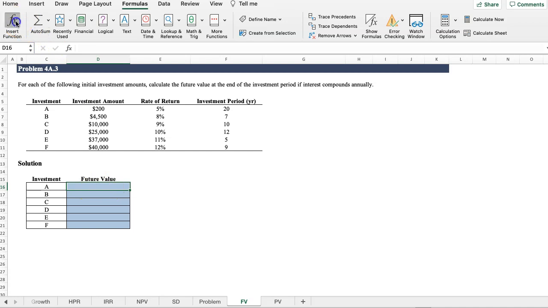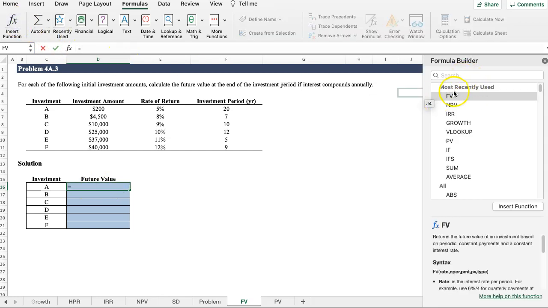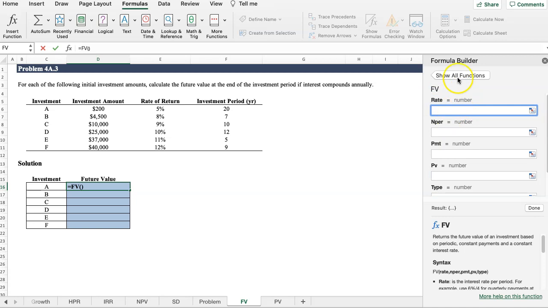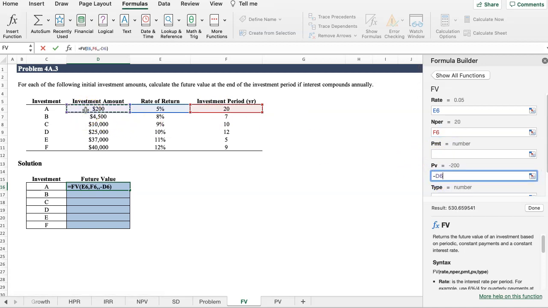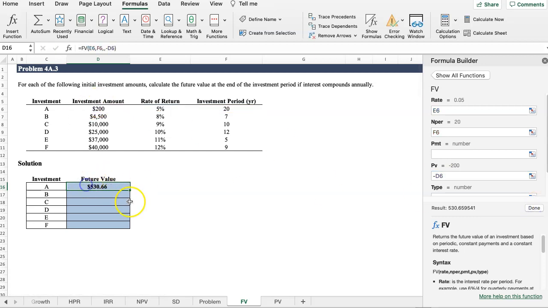We can go to formulas, and we could search for FV, future value. And this formula builder is a little bit easier way at first when you're doing time value of money if you're not so familiar with the formula. So the rate is going to be the rate of return, and per, in this case, will be periods. And then the present value, we put a negative, and then we hit the present value of the initial investment because we're paying this $200 to buy this investment. So it's a cash outflow, and that's why present values are negative. And then we just hit done, and we get the future value amount.